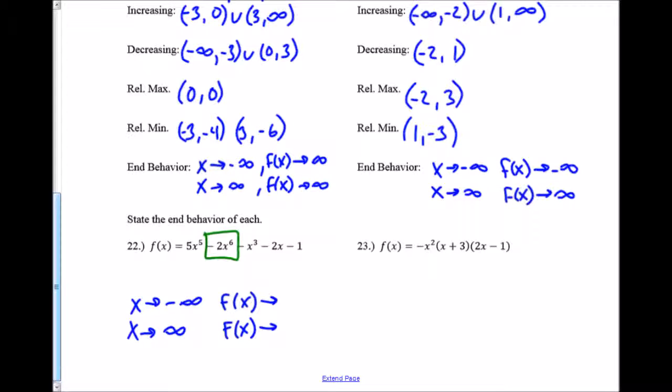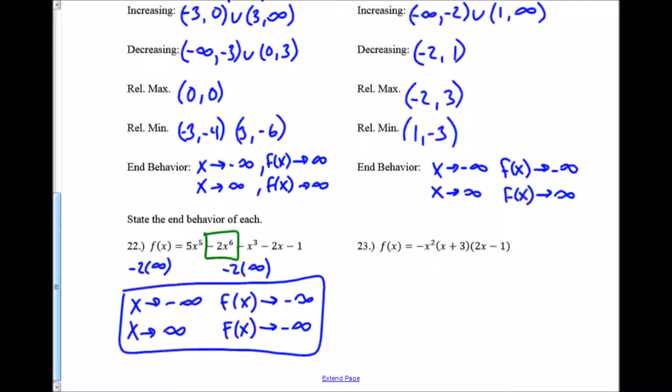So if I plug a negative infinity in, negative infinity to the 6th power is a positive infinity, and then times the negative 2 is a negative infinity. And then if I plug a positive infinity in, I get negative 2 times positive infinity to the 6th power, which is also positive infinity. So I get a negative infinity once again. Okay? That's my end behavior.